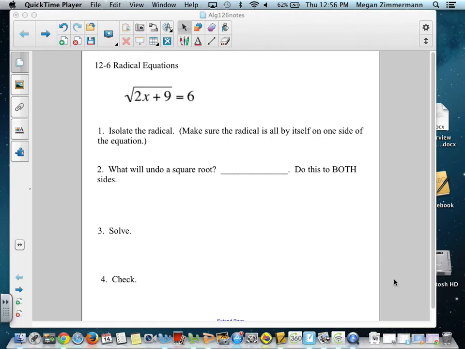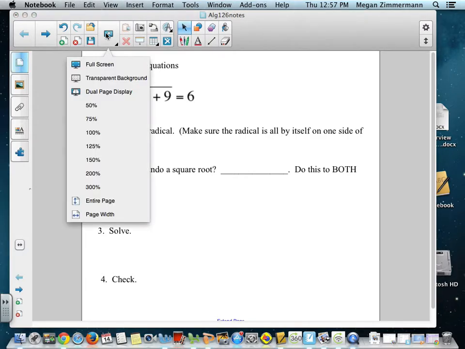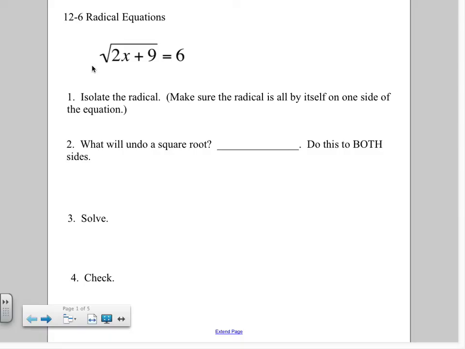12.6, radical equations. So we're going to be solving equations involving a square root. If we take a look at the square root of 2x plus 9 is equal to 6, we need to find the value of x. One of the first things that we need to do is to make sure that we isolate the square root, or isolate the radical. So it needs to be all by itself on one side of the equation.